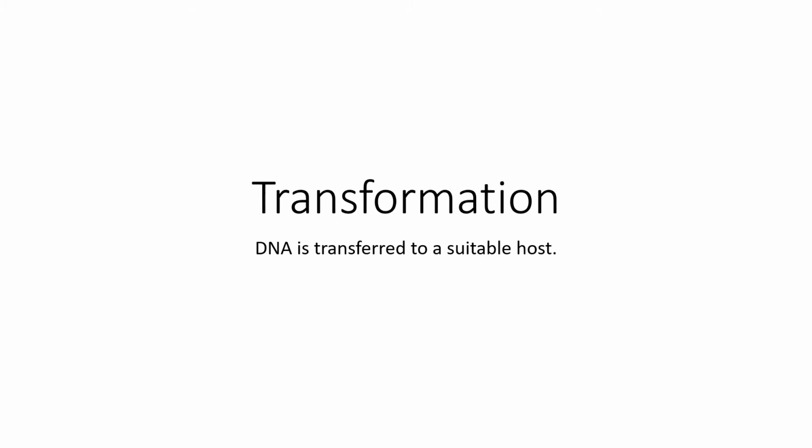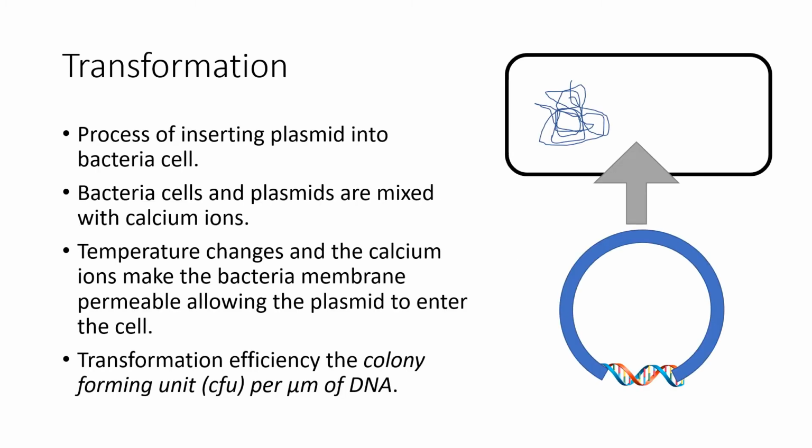Now we're going to talk about the process of transformation. Transformation is when DNA is transferred to a suitable host. It's the process of inserting plasmids into bacteria cells, because plasmids are the most common type of vector that we use. Most of the time we'd use a combination of temperature change and calcium ions, which result in the bacteria membrane becoming permeable, and it allows the plasmids to enter.